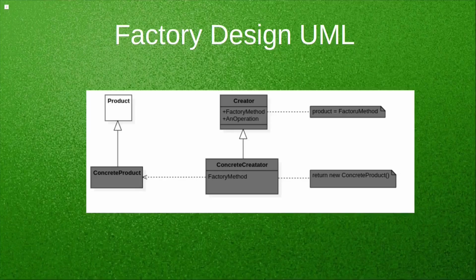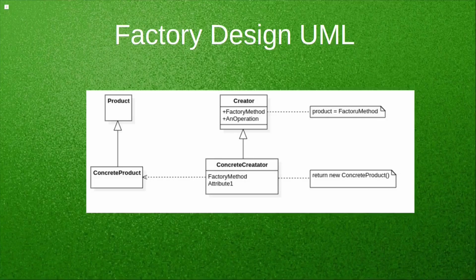UML. Product defines the interface of objects the factory method creates. Concrete product implements the product interface. Creator declares the factory method which returns an object of type product. We also define a default implementation of the factory method that returns a default concrete product object. Concrete creator overrides the factory method to return an instance of a concrete product. Collaboration. Creator relies on the subclass to define the factory method so it returns an instance of the appropriate concrete product.